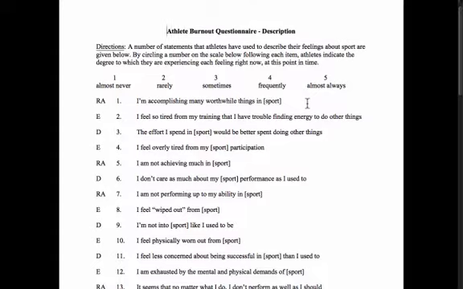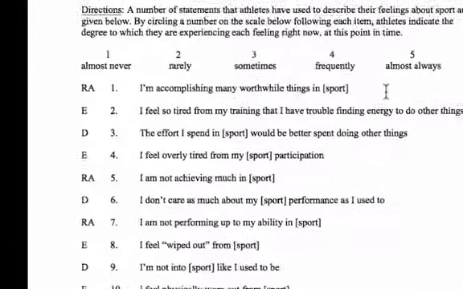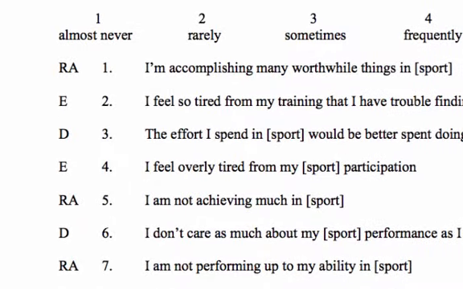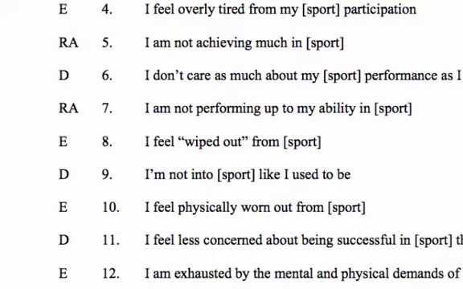It has 5 items in it: almost never, rarely, sometimes, frequently, and almost always. You'll see that there are 15 questions in here, and these are the questions. And then you have R, A, E, and D. These are called themes.